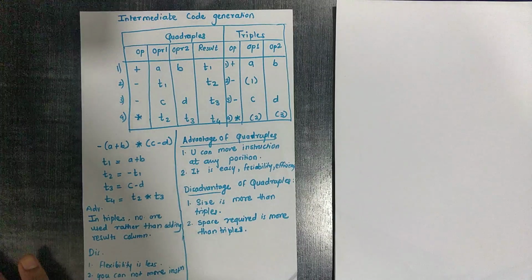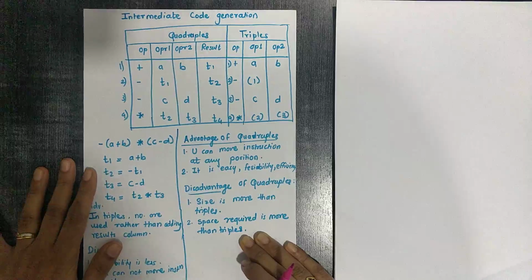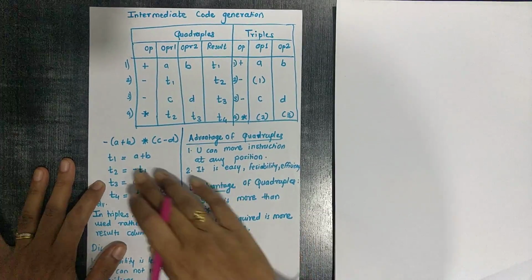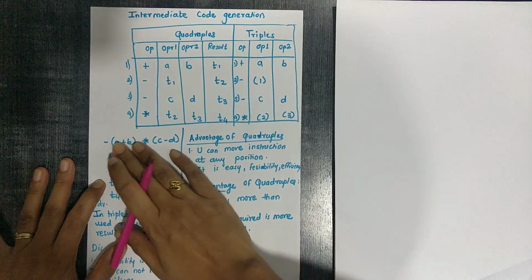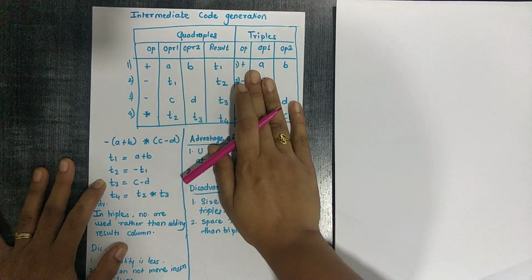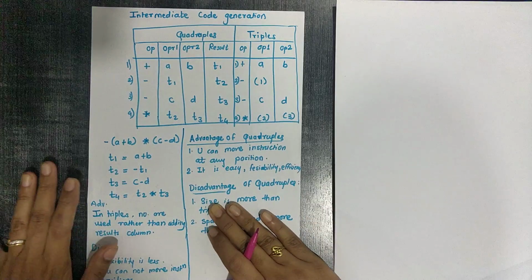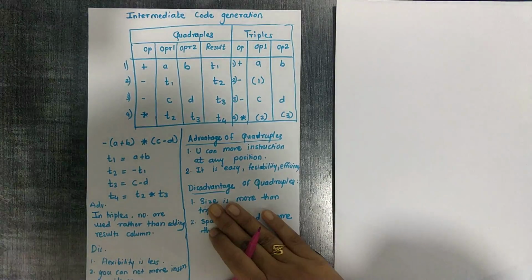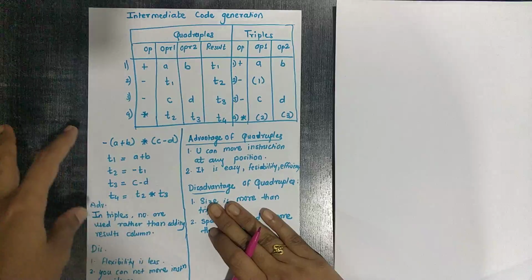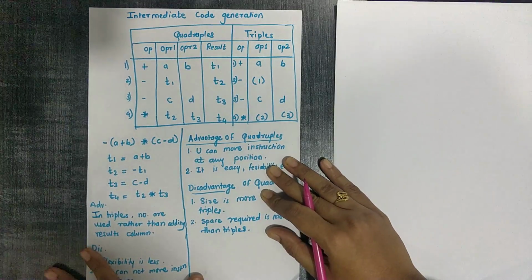Okay, hello friends, we are back with a new video, that is intermediate code generation. As you can see here, there is an expression given, and from that expression we have to generate this table, like quadruples and triples. How to generate the tables with quadruples and triples, what are the advantages and disadvantages of quadruples, and what are the advantages and disadvantages of triples, that we will see in this video only.